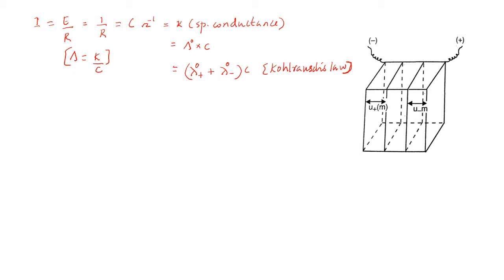Where lambda plus 0 and lambda minus 0 are the ionic equivalent conductances at infinite dilution. Then the quantity of electricity Q equals I into t. And since the current is passing through the solution in 1 second, you can write Q equals I, so that is lambda plus 0 plus lambda minus 0 into C.